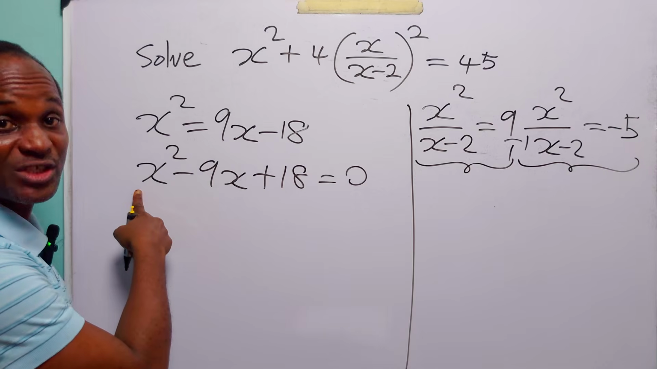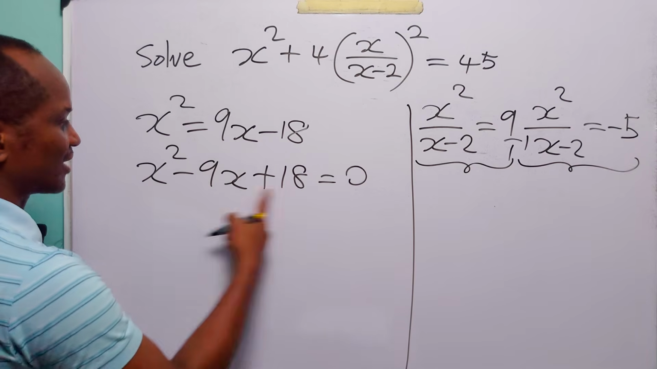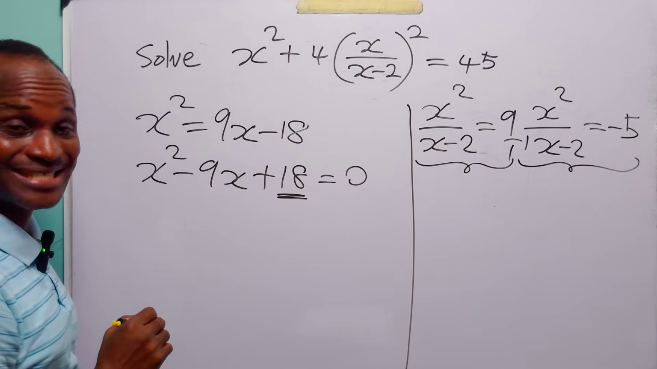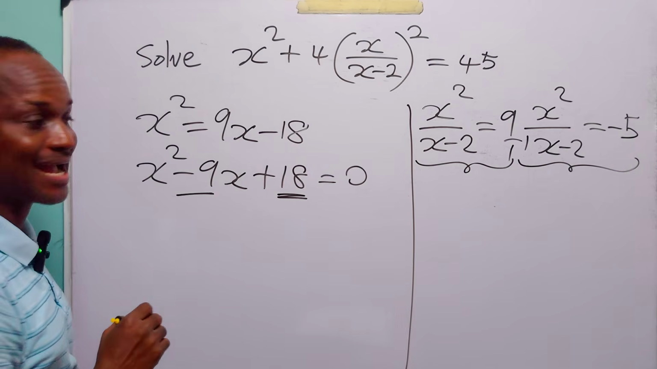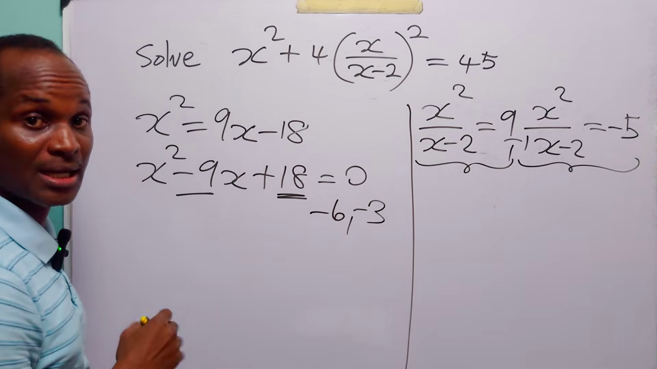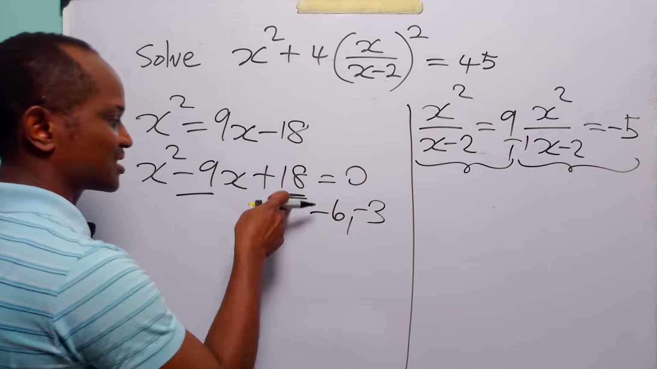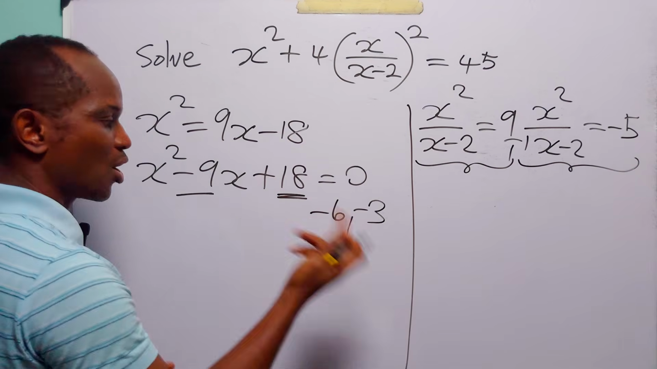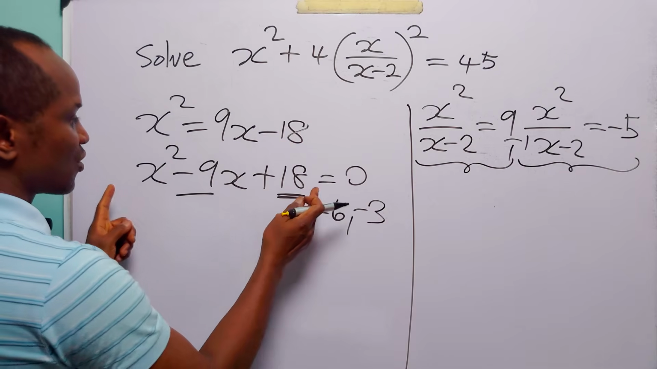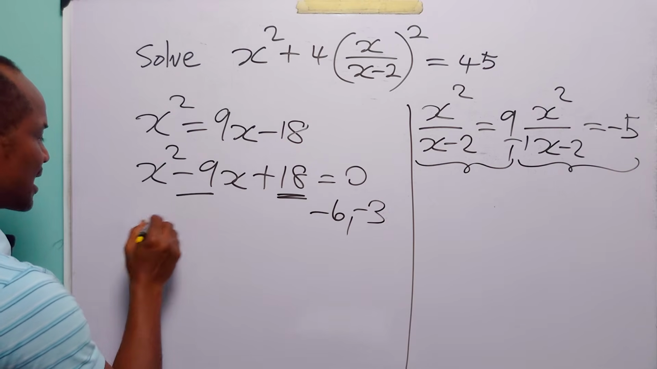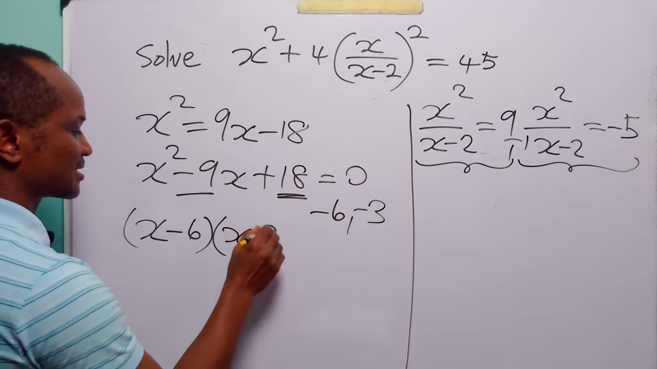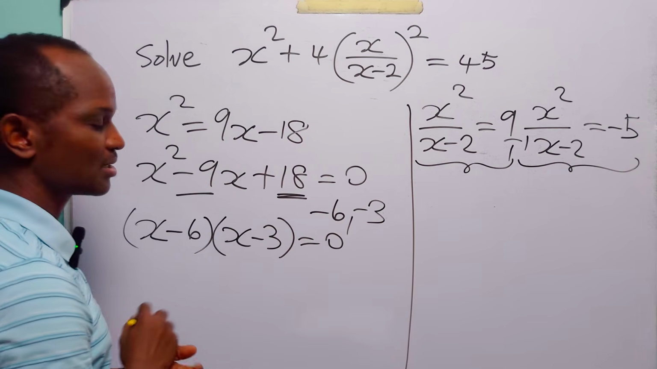Now, since the coefficient of x squared is 1, to factorize this equation, all we have to do is to find the factors of 18 that add up to minus 9. And of course, those are going to be minus 6 and minus 3. Because minus 6 times minus 3 is going to give us plus 18, while minus 6 minus 3 is going to give us minus 9. So when we factorize this expression, we have x minus 6 multiplied by x minus 3 is equal to 0.